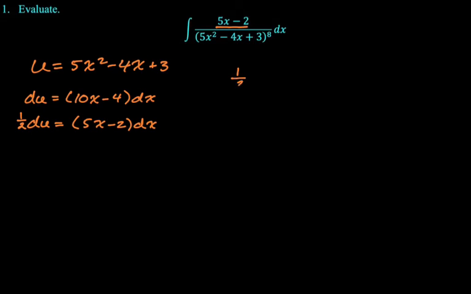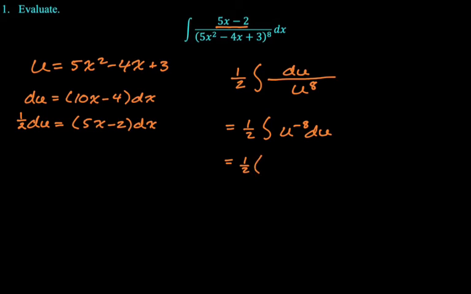I'm going to pull the 1/2 out. 1/2 integral du over 5x squared minus 4x plus 3 is u, so u to the 8th. I think it's easier to do this. Usually I do this in my head, but I'll rewrite this as u to the negative 8th du, so I can do plus 1 times the reciprocal. So it's going to be 1/2, and then negative 1/7 u to the negative 7th plus c. So that's going to give me negative 1/14 u to the negative 7th plus c.